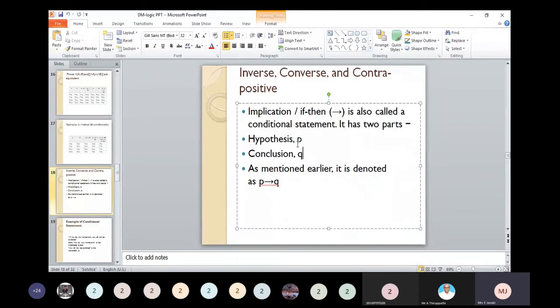Here the first part P is said to be the hypothesis, conditional, and Q, that Q is called the conclusion. That is, if P, then Q. If P means a hypothesis, then Q is another statement, taken as the conclusion. Okay. This is the notation for P conditional Q.